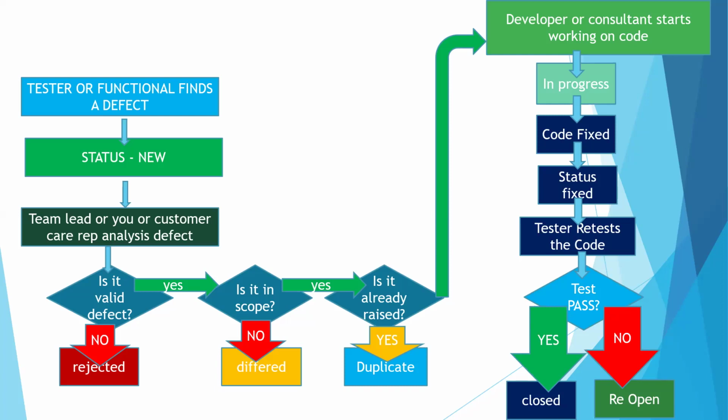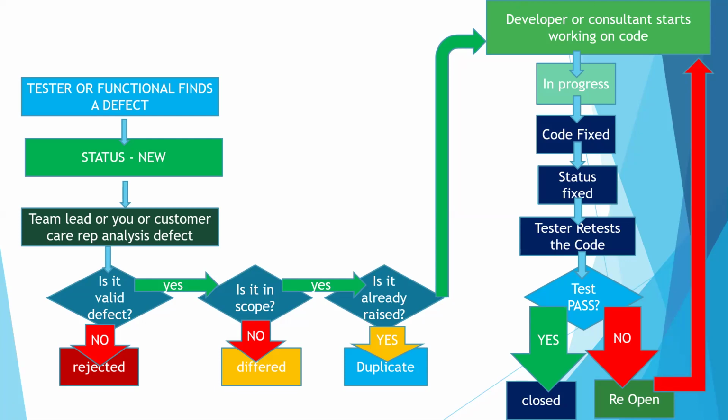We have corrected it, and then what happens? Whatever we set as fixed did not get closed, it got reopened. Once it is reopened, you go back to the same cycle: again in progress, again the code will be fixed and the status is fixed, and the tester retests the code and all those things. This is how your actual bug cycle, defect cycle, or incident life cycle will work. I think you understand this better now.